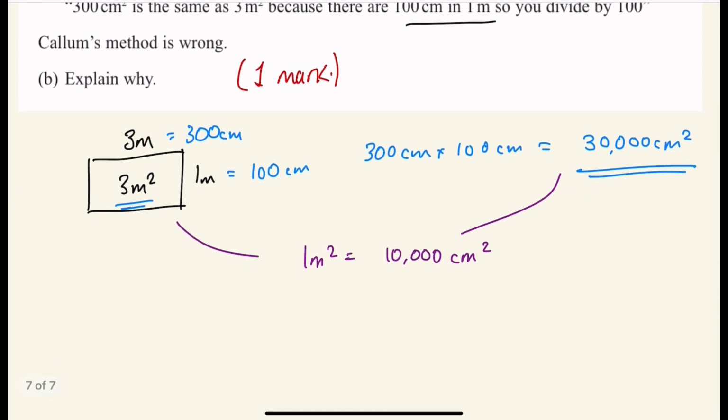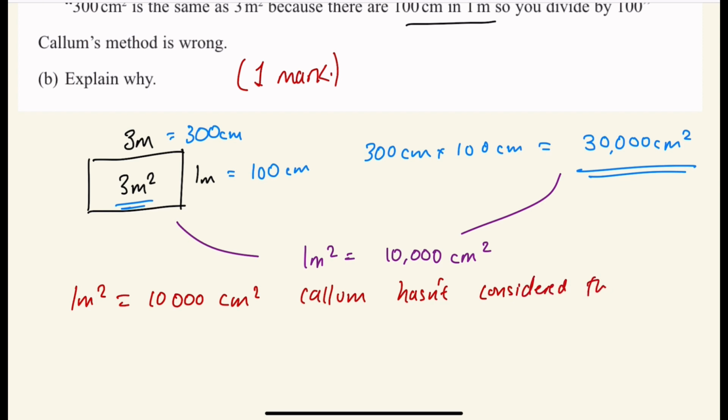So, 1 meter squared is equal to 10,000 centimeters squared. Callum hasn't considered the square unit, only the length. Okay, that's sufficient as an answer.